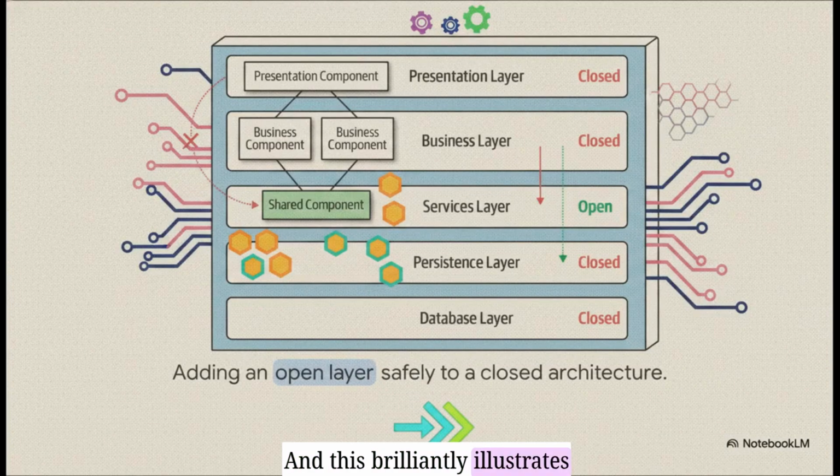And this brilliantly illustrates how we can combine those concepts. We can safely add an open shared services layer, say for basic logging or simple date formatting, that the presentation layer needs to access. If we stuff it inside the business layer, we clutter our core business logic. Instead, we just add a new services layer below the business layer and explicitly mark it as open. This allows the business layer to use it, but it also safely permits the presentation layer to completely bypass the business layer and hit the services layer directly, all without breaking the strict closed contracts of our core architecture.